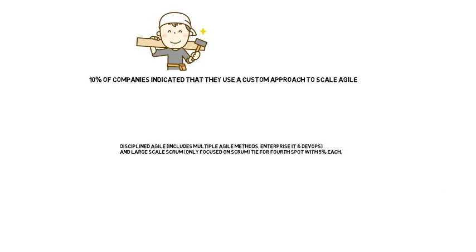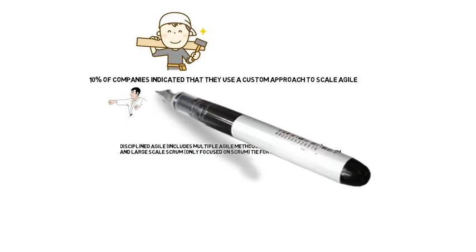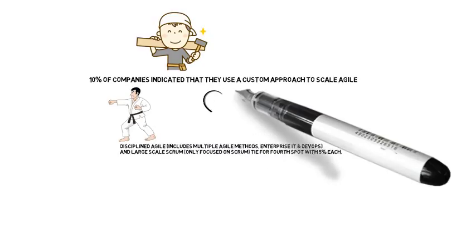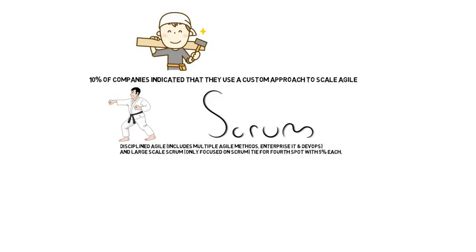And then the fourth spot is a tie at 5% each between Large-Scale Scrum, or LeSS, and Disciplined Agile, which is DA, from Scott Ambler. And Disciplined Agile really includes everything. It includes DevOps and Scrum and Kanban and Agile methods. It includes enterprise IT and Lean. And it includes enterprise Agile, business agility. LeSS, on the other hand, is really purely Scrum focused. It is a Scrum scaling method that is more Scrum purist.